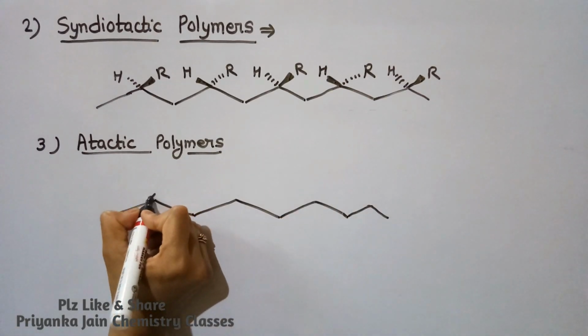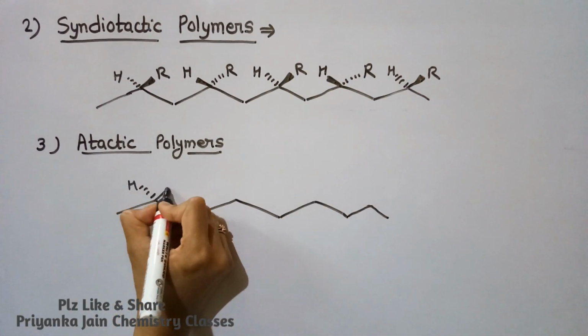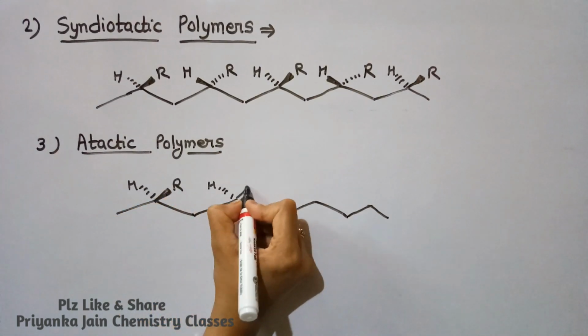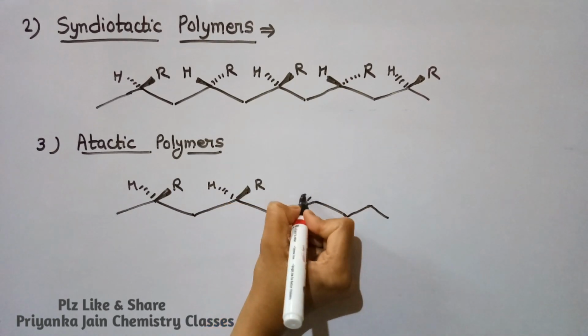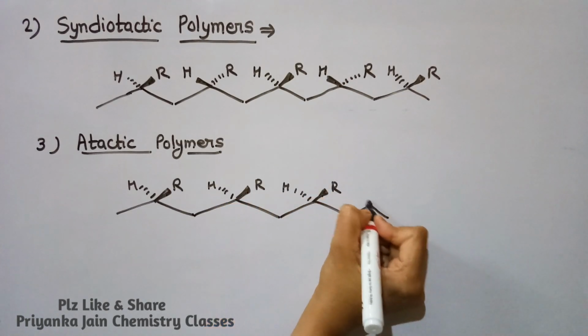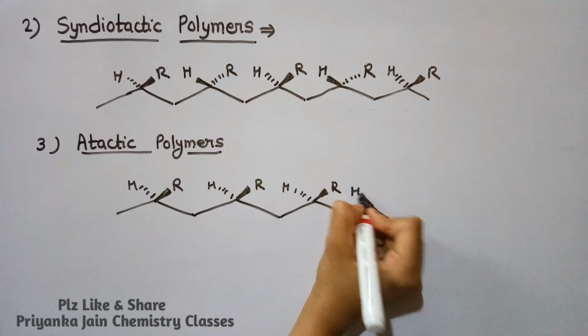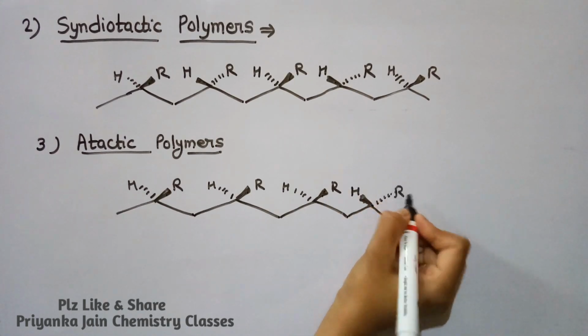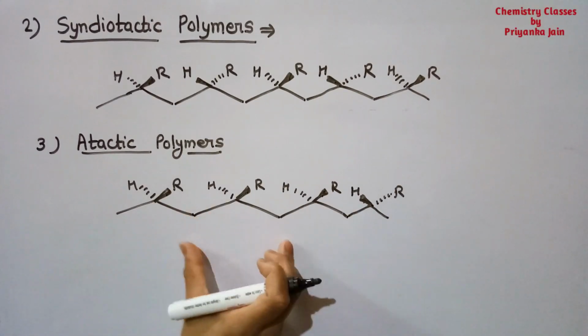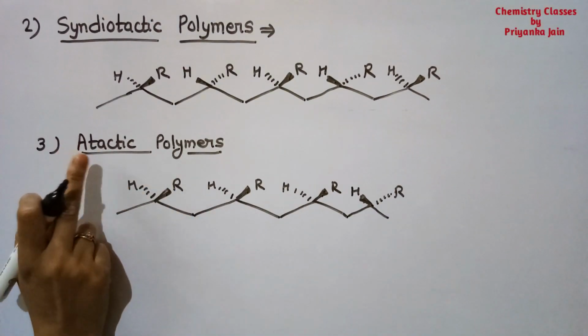Now here this hydrogen can be below the plane and this is above the plane. Here it can be below the plane and this can be above the plane. This can be now below the plane and this can be above the plane, and here this can be now above the plane, and this is below the plane. It means there is no definite arrangement here. These are randomly arranged. So such are called the atactic polymers.